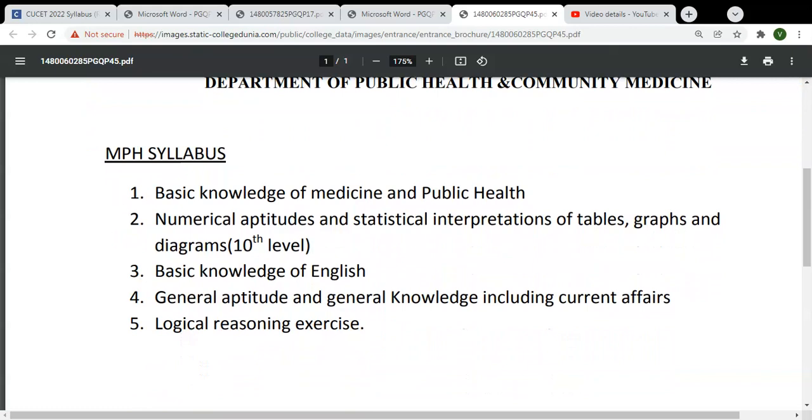And then second, numerical aptitude and statistical interpretation of tables, graphs, and diagrams. This you may know because in many statistics textbooks for 10th class, or even introductory mathematics books for other exams like bank exams, you may find this. But other than this, there is nothing exactly which is here. So let's see how we can get more knowledge about this.